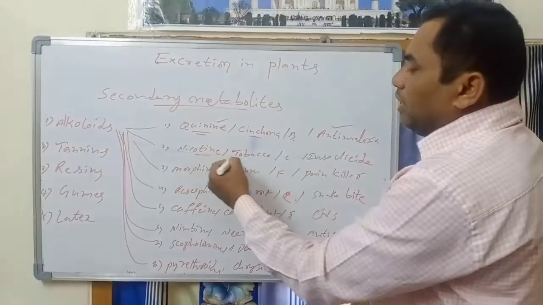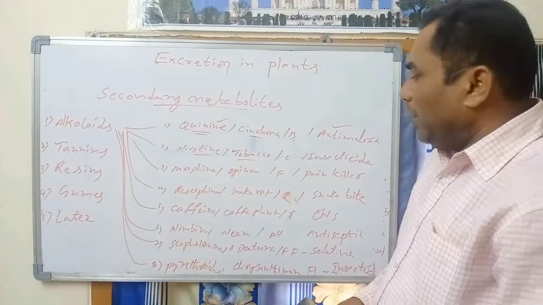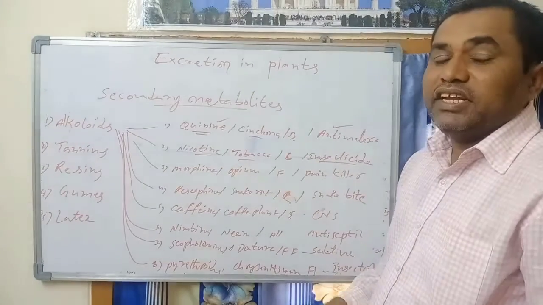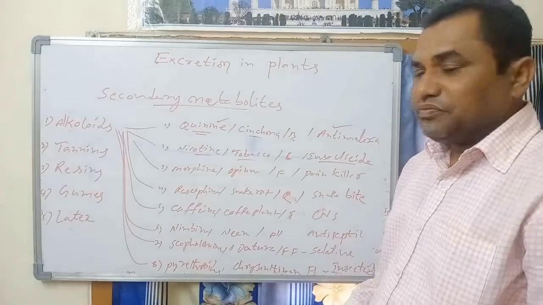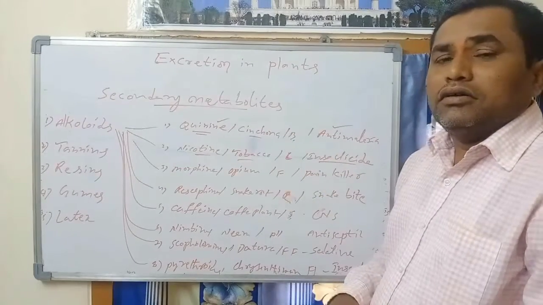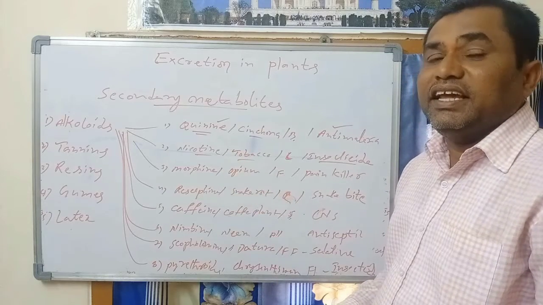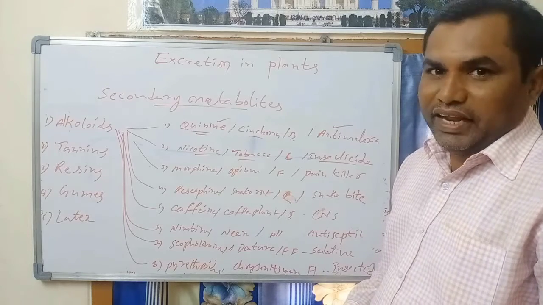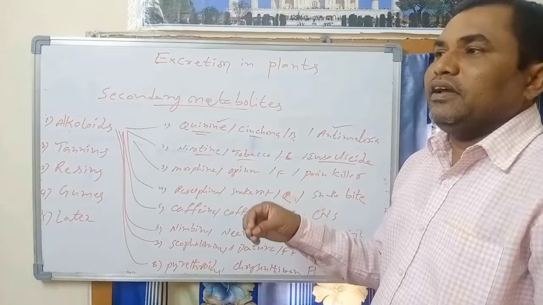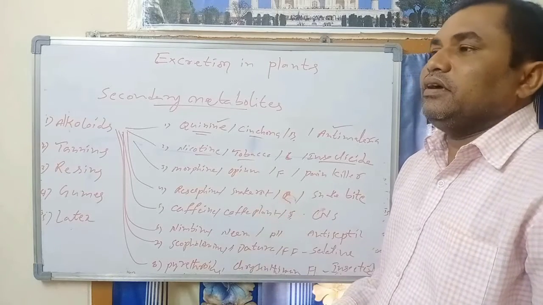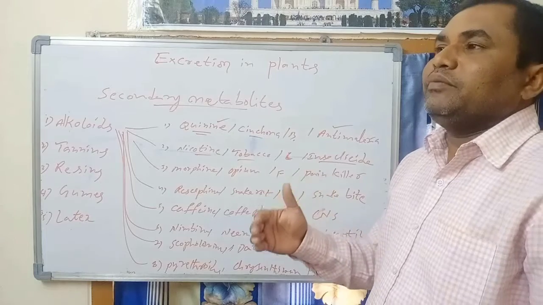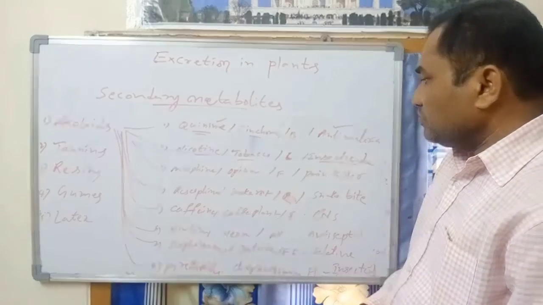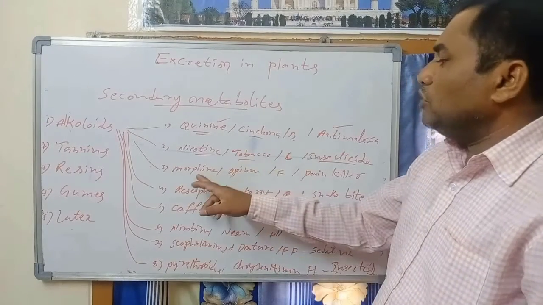Next, nicotine. Nicotine alkaloid is obtained from the tobacco plant, from the leaves, which is used as an insecticide. Insecticide means which kills insects. Also this nicotine is used as an ingredient, through the leaves, in cigarettes and beedis. It increases nerve stimulus, nerve impulses.